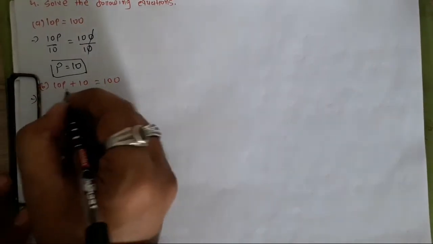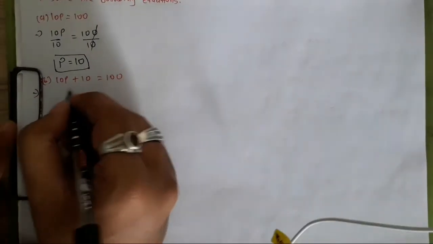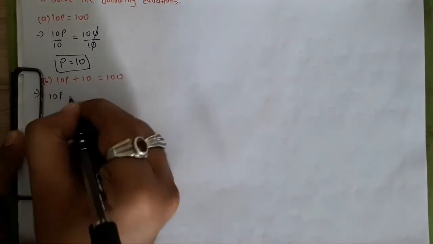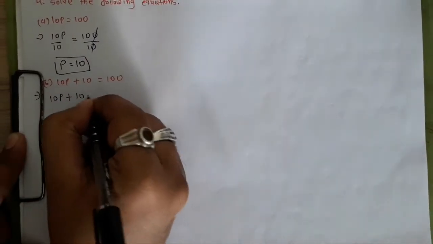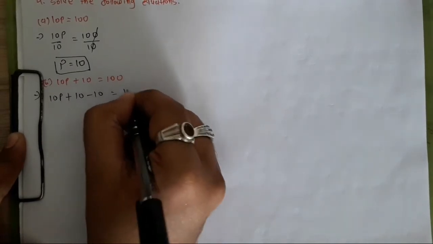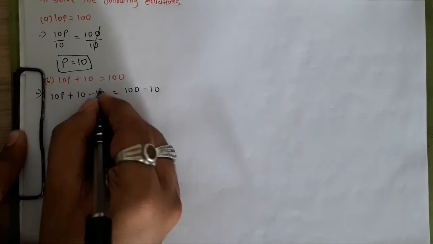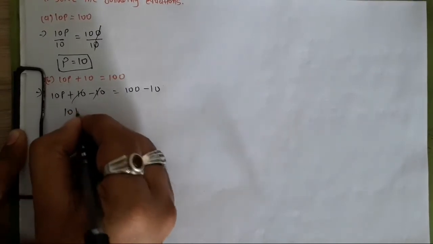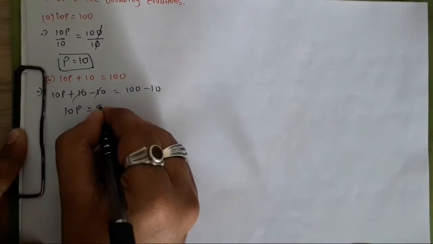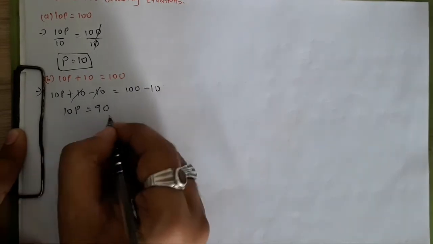Now the next one, 10p plus 10 is equal to 100. Now I have to solve this one. For that, first of all I have to remove this plus 10. So what will I do? To 10p plus 10, I will add minus 10, and I will also add minus 10 on the other side. So here plus 10 minus 10 will be cancelled, then 10p is equal to 100 minus 10, 90.